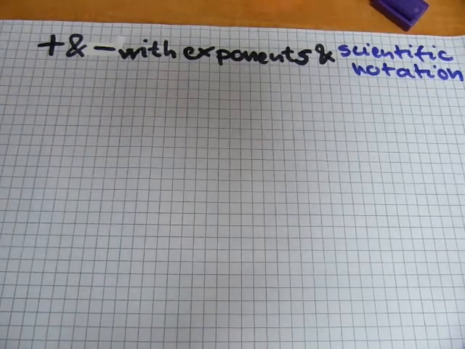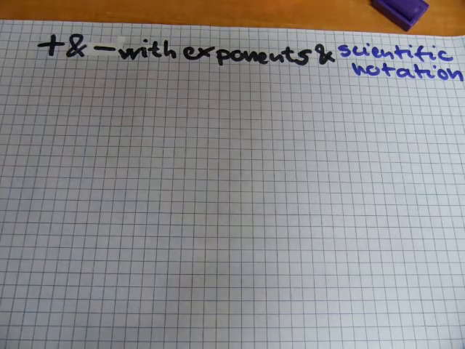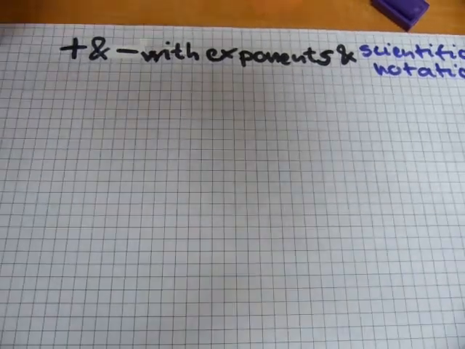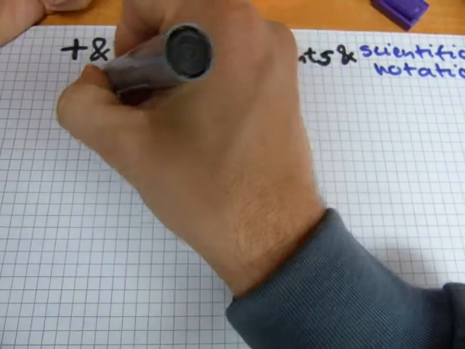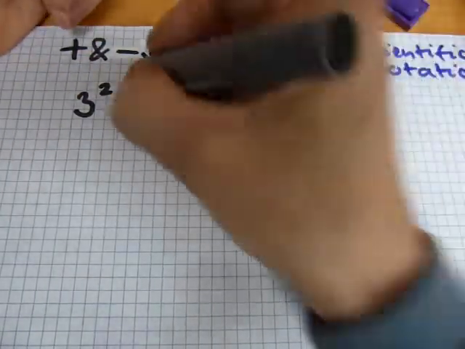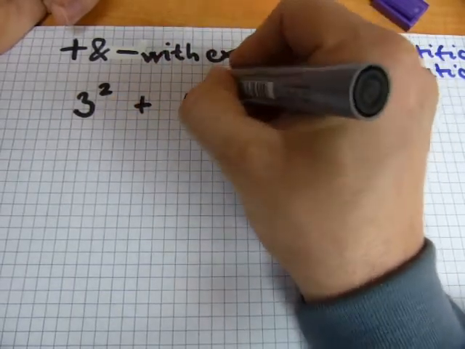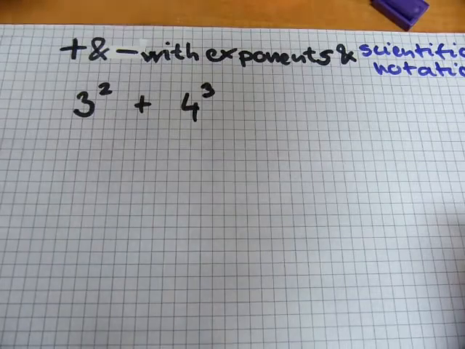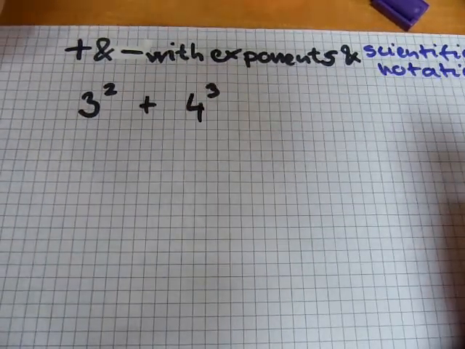Arithmetic can be done with numbers in exponential format or scientific format, especially if the exponents are whole numbers. I'll show you what I mean here. How about something straightforward? For example, 3 to the power of 2 plus 4 to the power of 3. To add these numbers, let me tell you first what doesn't work.